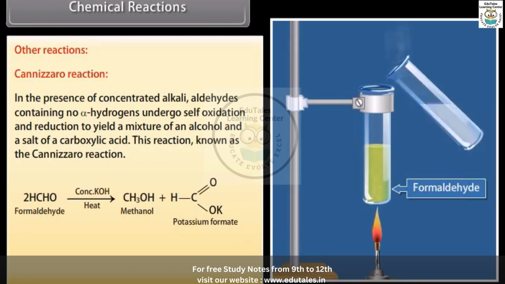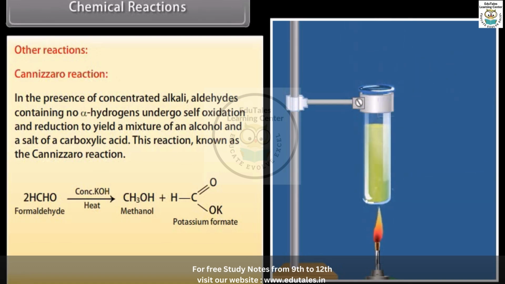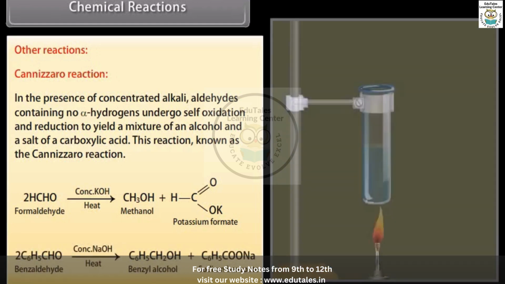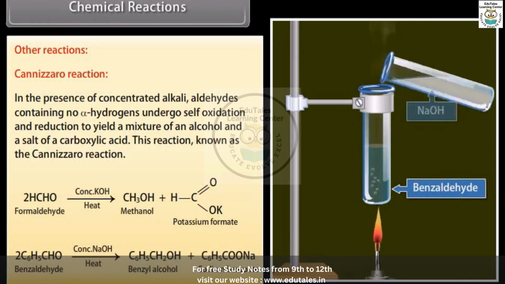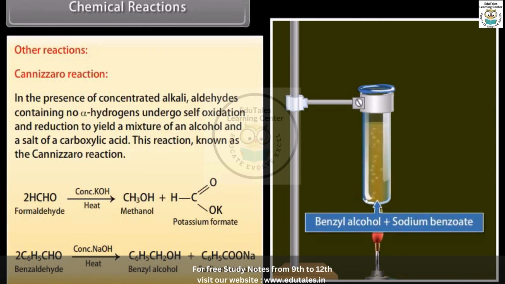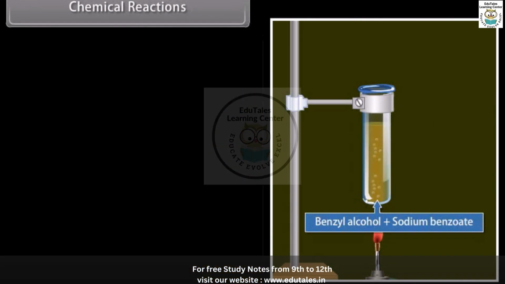Formaldehyde reacts with concentrated potassium hydroxide to form methanol and potassium formate. Benzaldehyde reacts with concentrated sodium hydroxide to form benzyl alcohol and sodium benzoate.